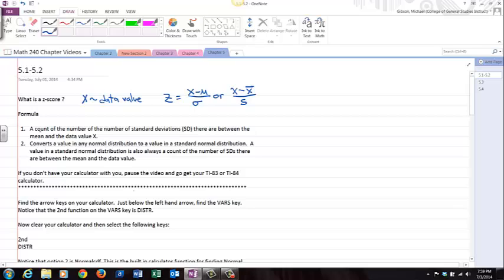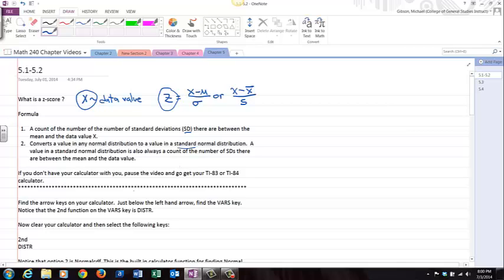One, the z-score is a count of the number of standard deviations, SD, there are between the mean and the data value. Also, the z-score converts a value in any normal distribution to a value in a standard normal distribution. In other words, if our data value x is a value in any normal distribution at all, then what comes out of it, z, is a value in a standard normal distribution. A value in a standard normal distribution is also always a count of the number of standard deviations between the mean and the data value.